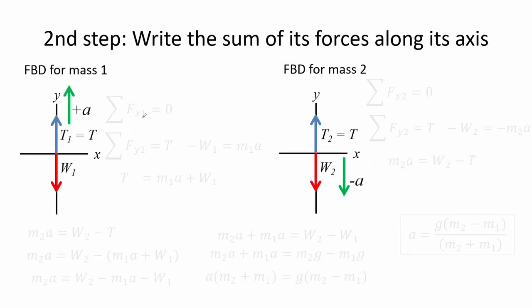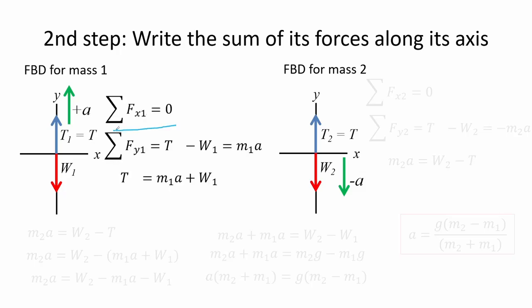Looking at the FBD for mass 1, there are no forces along the x-axis, so we simply write the sum of forces along x is 0. On the y-axis we see that it is the sum of the tension minus weight 1 equals mass 1 times acceleration. Rewriting this to get an expression for the tension T, which is equal to the sum of weight 1 plus mass 1 times acceleration.